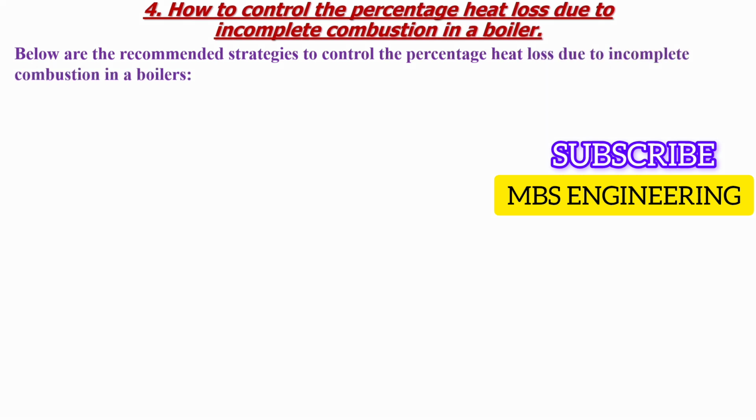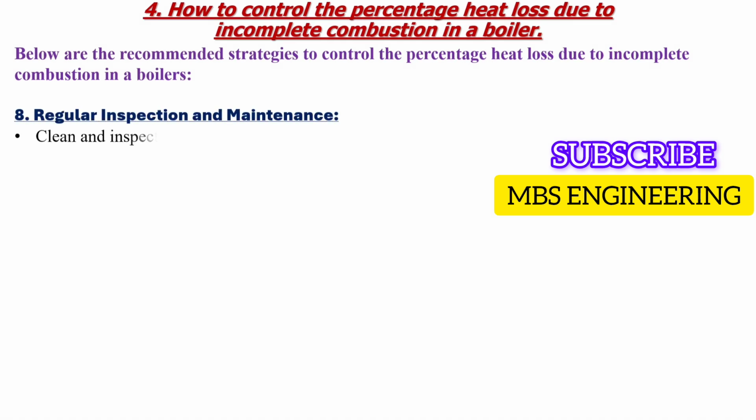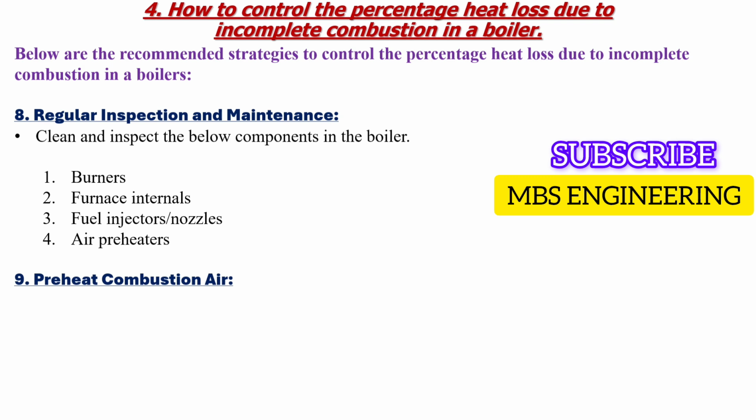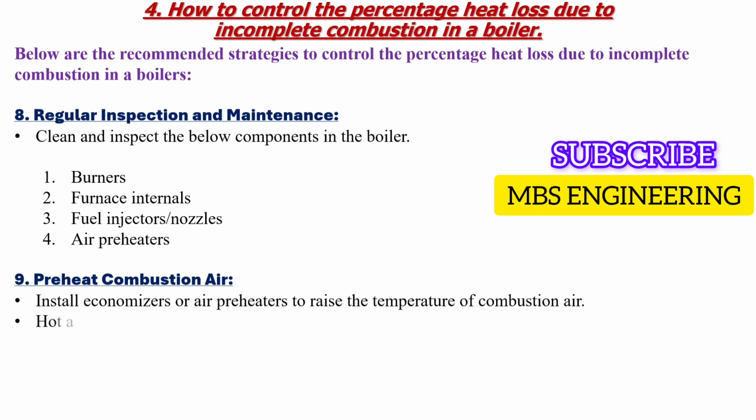The eighth recommendation to reduce the heat loss: regular inspection and maintenance. Clean and inspect the below components in the boiler: burners, furnace internals, fuel injectors, nozzles, air preheaters. The ninth recommendation to reduce the heat loss: preheat combustion air. Install economizers or air preheaters to raise the temperature of combustion air. Hot air supports more complete and efficient combustion.